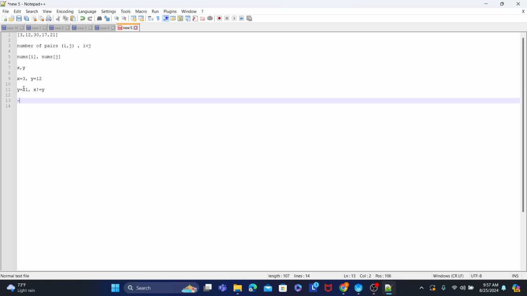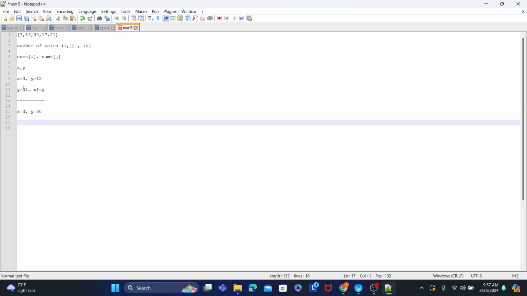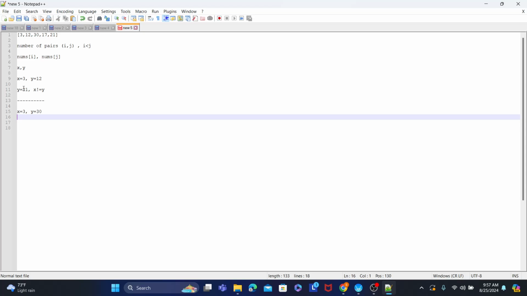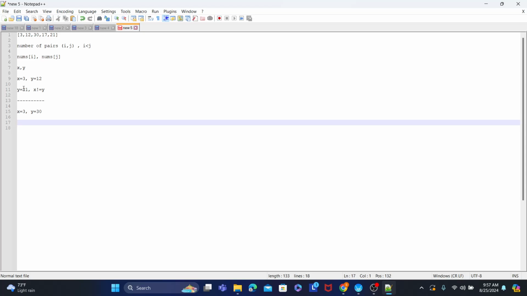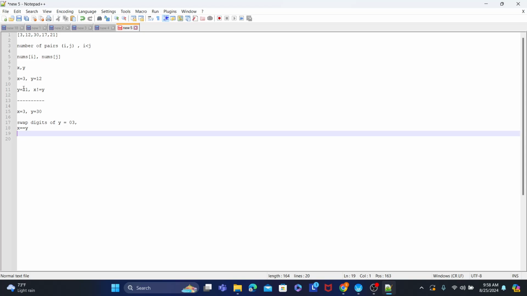Similarly, let's say we choose a different case. Here we choose x equal to 3 and y equal to 30. Now can we do this operation? Surely yes. So we choose y is 30. If we swap the digits of y, what will it become? 30 is there. If we swap, it will become 03. Does it become equal to x? Yes, definitely. As x is equal to 3, x becomes equal to y.